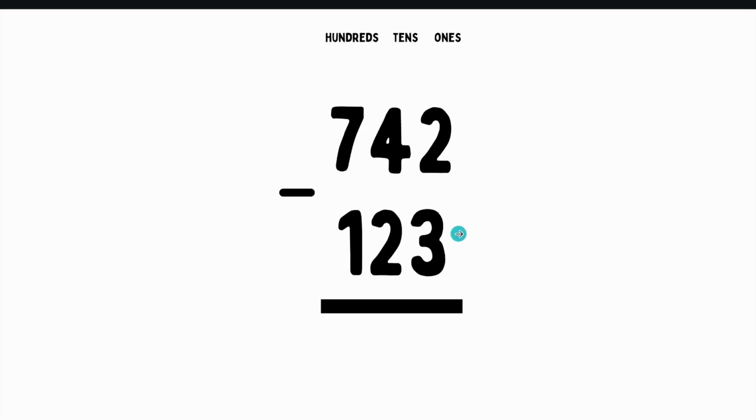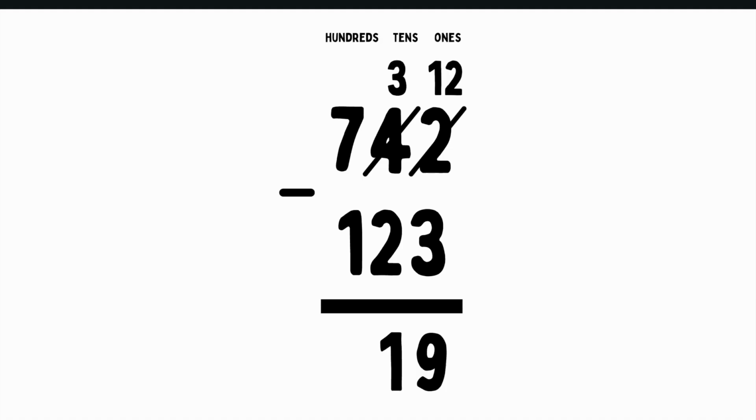We have 742 minus 123. Let's start by subtracting the ones. We notice that 2 is less than 3. Let's take a look at the tens place to see if we can regroup a 10 to the ones. We have 4 tens. We can take a 10, and now we only have 3 tens. We can give that 10 to the ones. 10 and 2 makes 12. 12 minus 3 is 9, because 9 plus 3 is 12. 3 minus 2 is 1. 7 minus 1 is 6. The difference is 619.